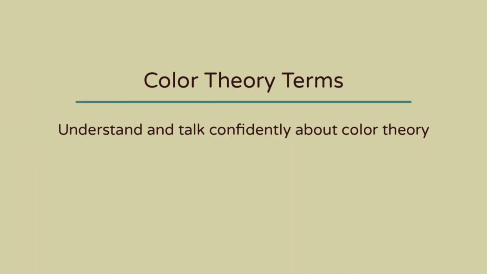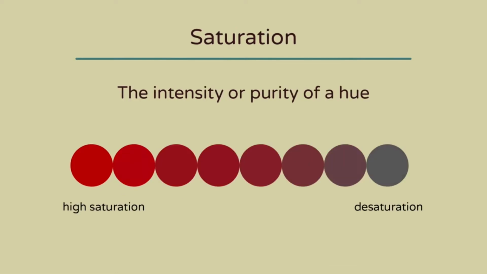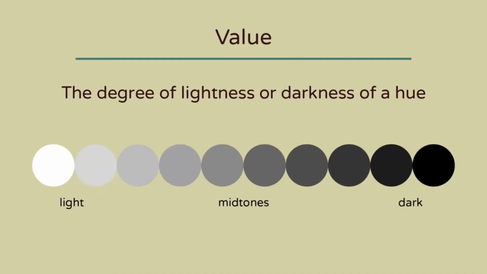Now let's go over some basic terms to help you better understand and talk about color theory. A hue is the name of a color, like red, blue, green, yellow, and orange. Saturation refers to the intensity or purity of a hue. High saturation means the color is really bright, and desaturation means the color looks washed out or grayed out. Value refers to the degree of lightness or darkness of a hue. This value scale shows you a full range of values.